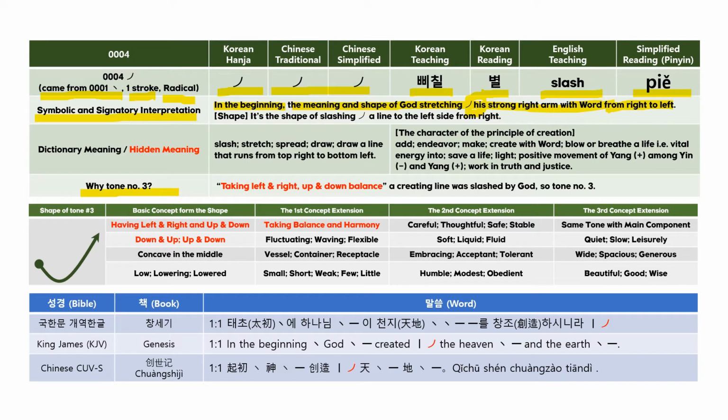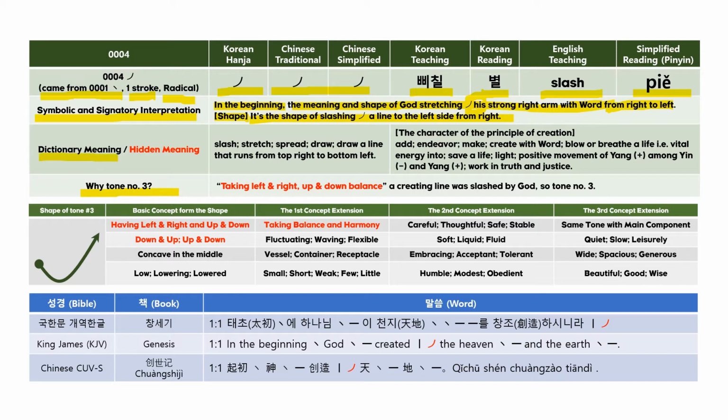This is the symbolic analysis of this character. But you may wish to learn this character through shape. In this case, it's the shape of slashing a line to the left side from right. Slashing in this case. Okay.